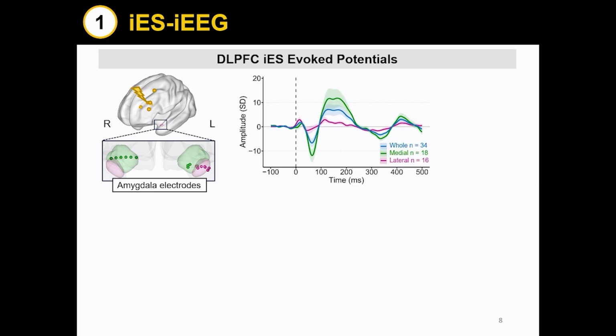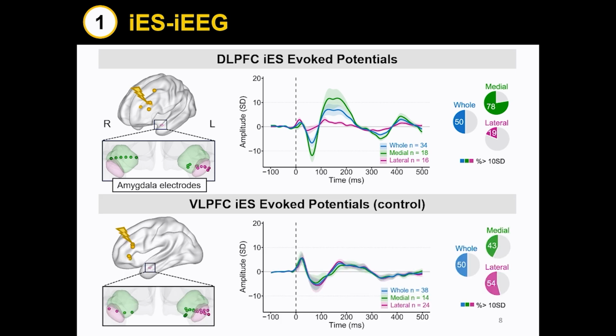I will start with the concurrent iES-iEEG. We delivered the iES to the DLPFC and concurrently recorded the amygdala connectivity. As shown in these two plots, about 50% of electrodes in the amygdala showed evoked potential amplitude exceeding 10 standard deviations with respect to the baseline. And this effect was mainly contributed by the medial subregion.